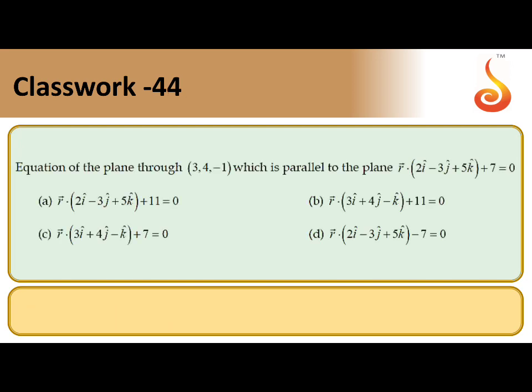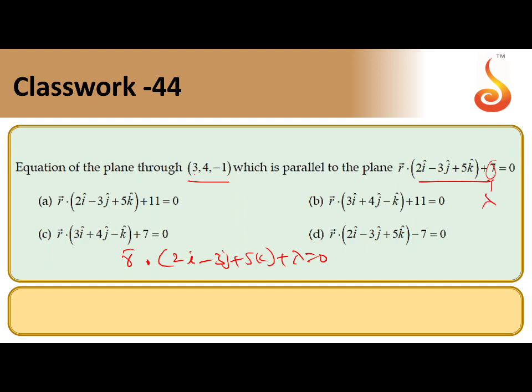Question 44. The equation of the plane passing through this point and parallel to the plane. Any two planes are parallel means they differ by a constant only. The required plane is r dot (2i minus 3j plus 5k) plus some lambda equal to 0. So the plane parallel to the given one differs by the constant, and now we want the lambda value.